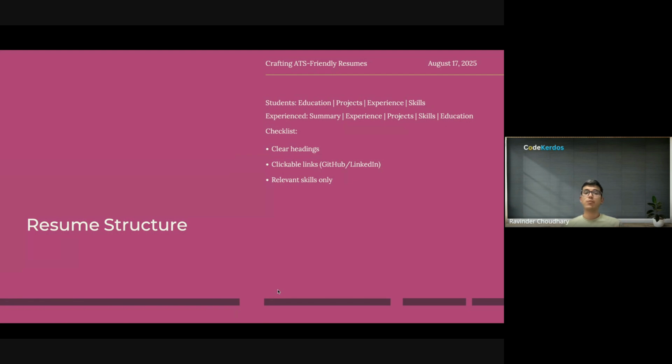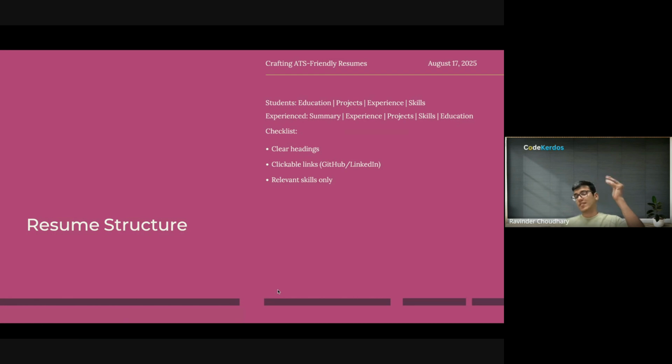So if you're a college student, your resume should follow that strict format. First of all, you should specify your education, then your projects, then your experience, if you have any, and then your skill set. But if you're an experienced candidate, then your resume will be a little different.